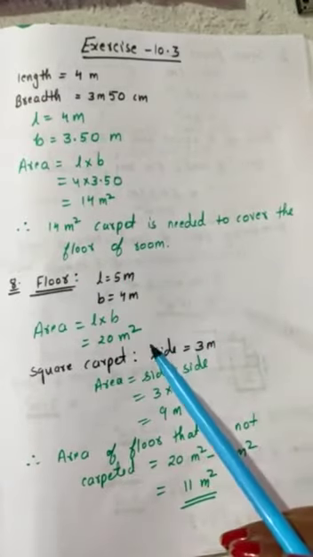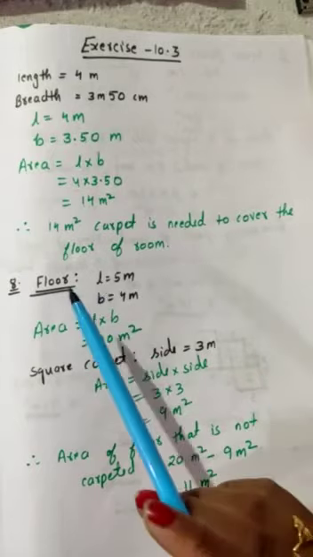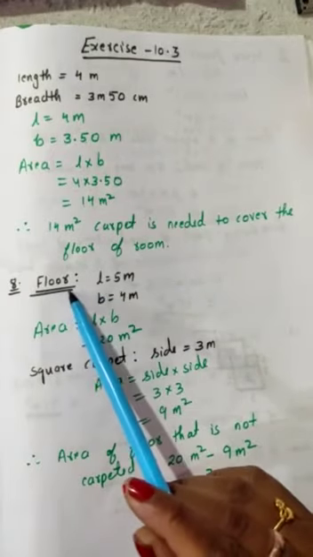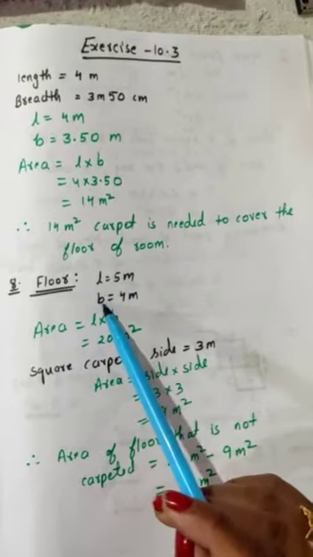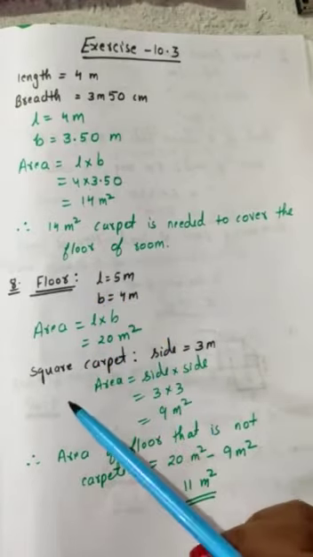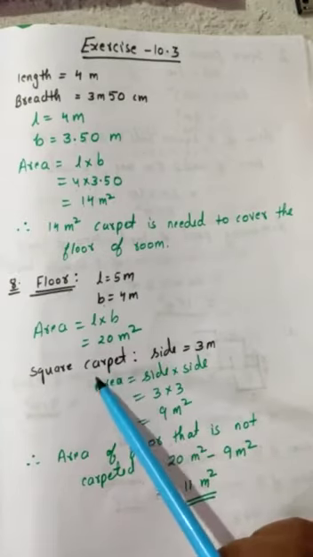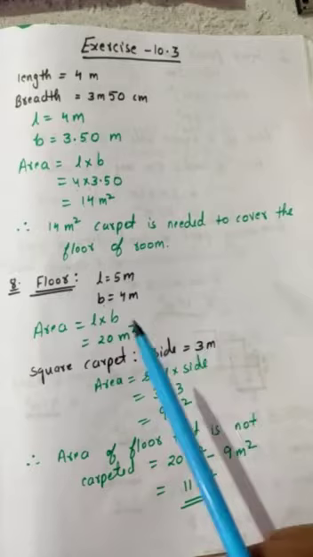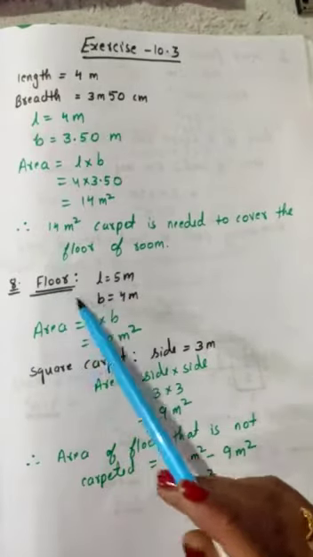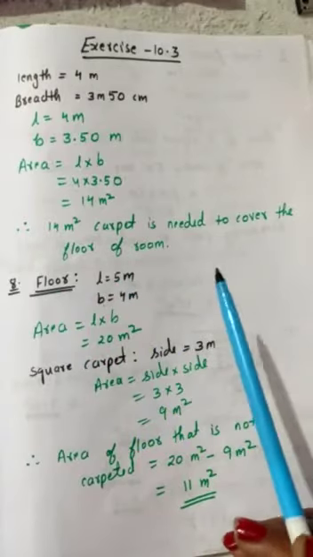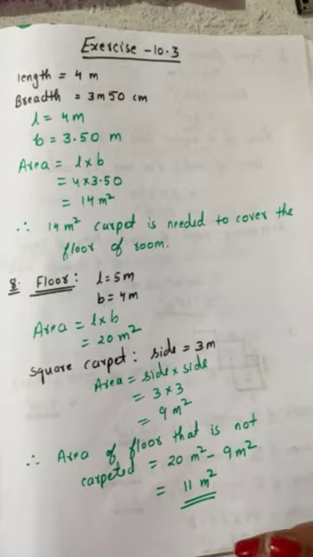Now we'll see question number 8. In question number 8, it is given that the floor is rectangular in shape, whose length is 5 meter and breadth is 4 meter. And a square carpet is used to cover that floor. और जो square carpet है उसकी side है 3 meter. But since this is a rectangle and this is a square, when you cover this rectangular floor with this, some area will be uncovered. How much area is uncovered, that you have to calculate.